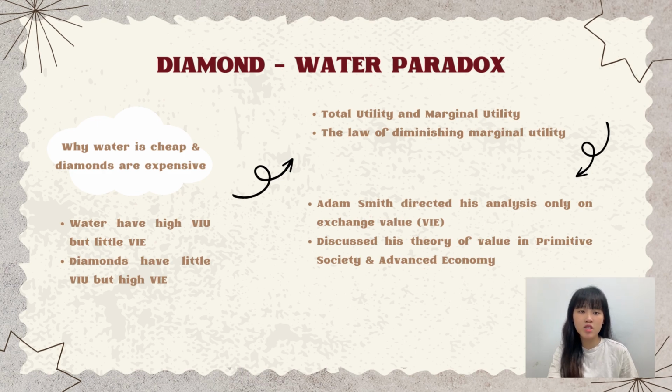The law of diminishing marginal utility holds that as we consume more of an item, the amount of satisfaction produced by each additional unit of that good declines. So, as a result, Adam Smith directed his analysis only at the value in exchange. He discussed his theory of value in primitive society and advanced economy.